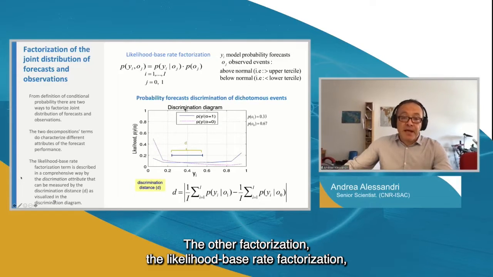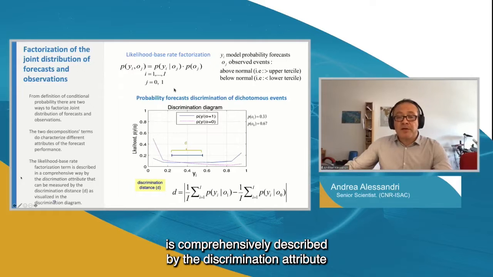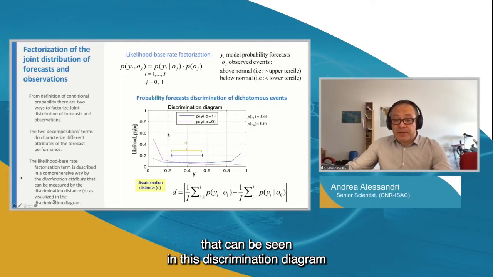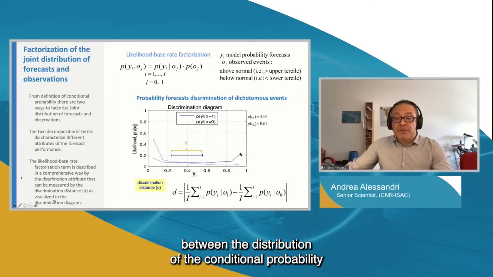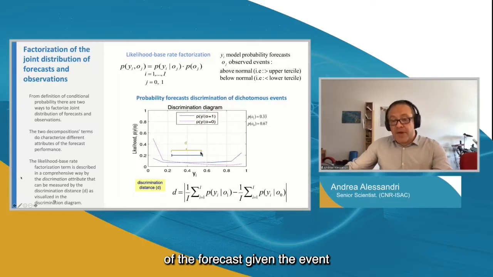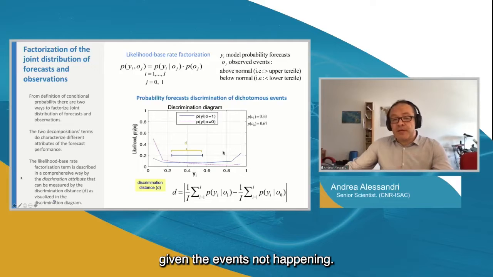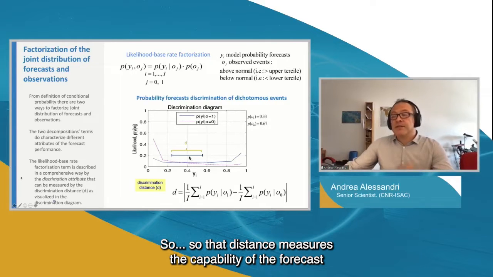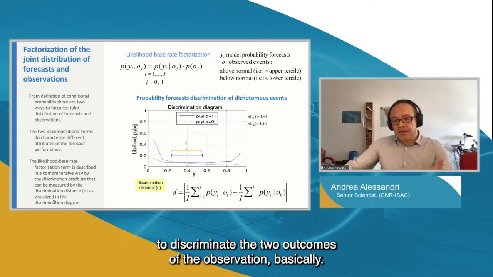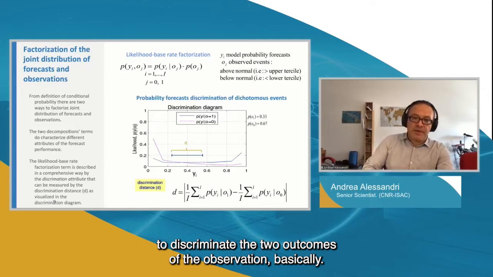The other factorization, the likelihood-base rate factorization, is comprehensively described by the discrimination attribute that can be seen in this discrimination diagram, by this discrimination distance. Basically, it is the difference between the distribution of the conditional probability of the forecast given the event versus the distribution of the forecast given the event not happening. So this distance measures the capability of the forecast to discriminate the two outcomes of the observation, basically.